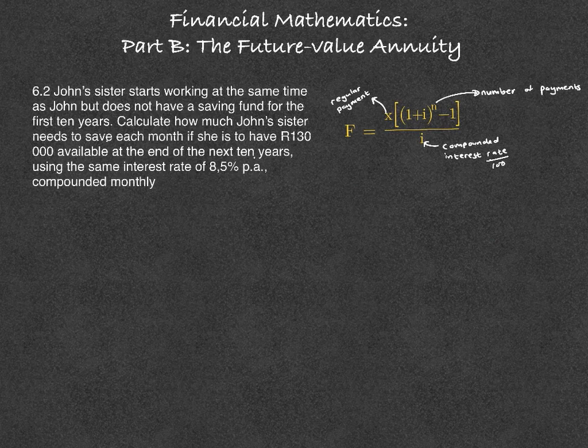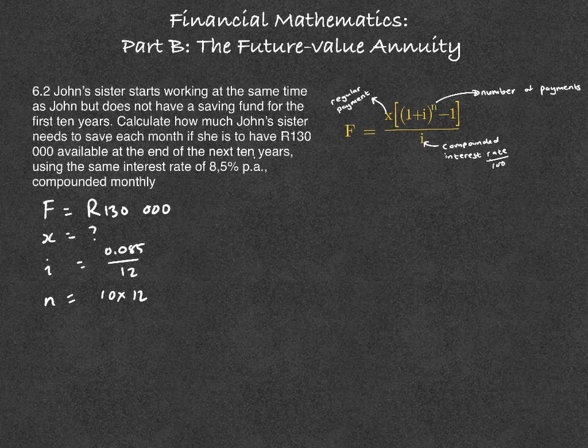Okay, so we now know that she wants a future value, the total future value should be 130,000 Rand. We don't know the monthly payments, that's all that it's about. We know that i is 8.5%, so 0.085 over 12, because it's monthly. And we've got the number of payments. So that is going to be for that 10 years, so she's going to pay 10 times 12. She didn't say for the first 10 months. So let's look at the difference now.